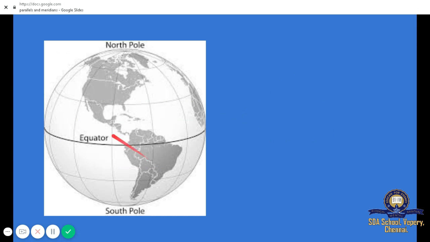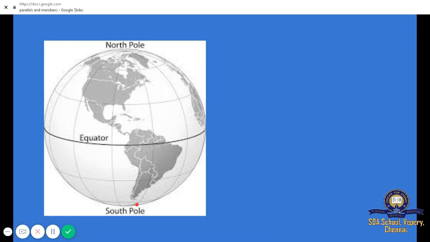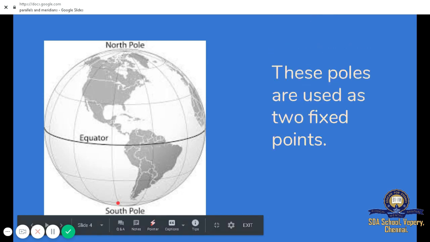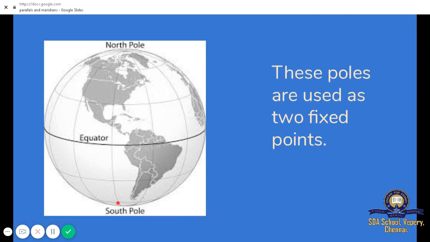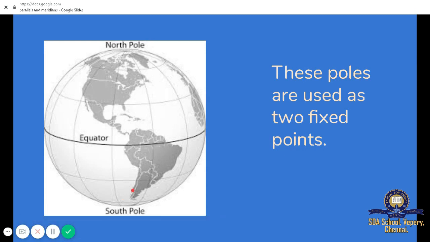Usually, Earth has two poles. They are the North Pole and the South Pole. These poles are used as two fixed points. There is no change in those points. Earth has only two poles, that is the North Pole and the South Pole. So these poles are used as two fixed points.